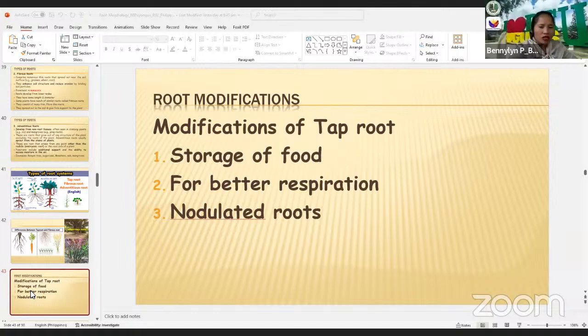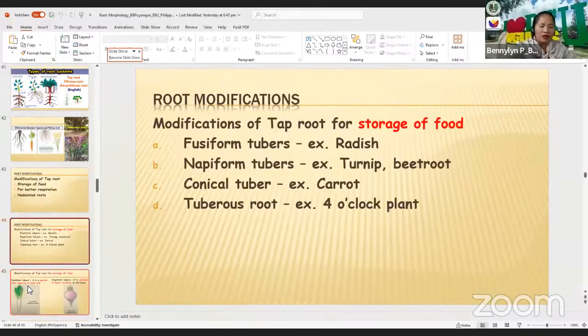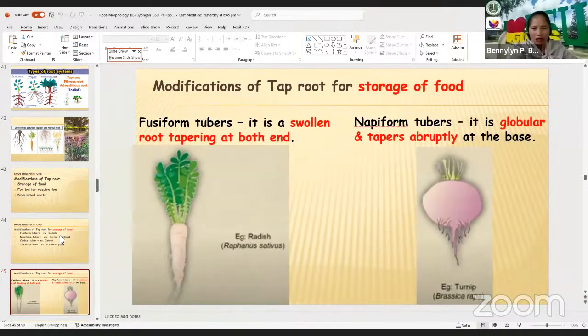So in terms of the storage of food, we have the fusiform tubers, napiform tubers, conical tubers, and tuberous roots. The radish is under the fusiform tubers. The turnip and beetroot are under the napiform tubers. The carrot is conical, and the 4 o'clock plant is under the tuberous roots. How is this? By taking a look at the illustration and the picture here.